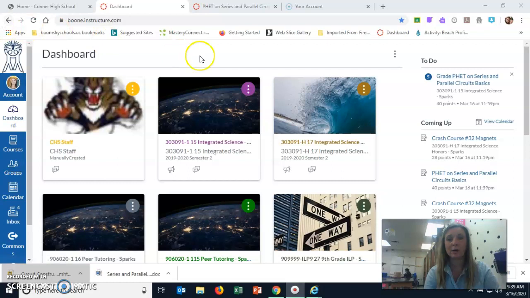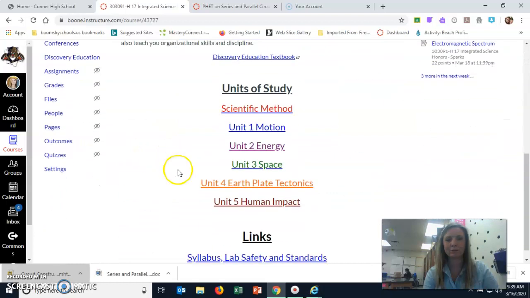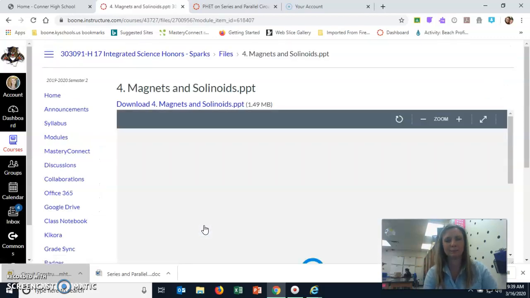And so today we're going to talk a little bit further about just how that affects magnets. So in Canvas, you're going to go ahead and click on in, and we're going to go down to our energy unit. And from there, we are going to be looking at magnets and solenoids. And today we're just going to talk about the magnet aspect of that. So go ahead and click that.